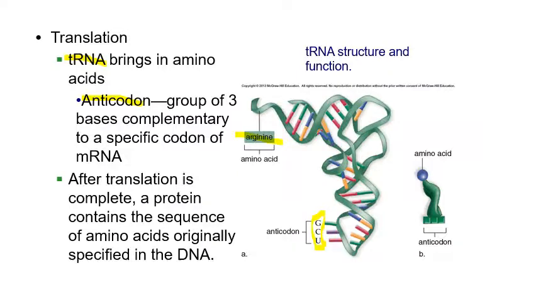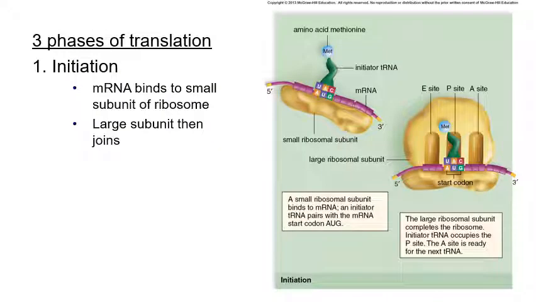So this process of translation is just bringing in the correct tRNA that has the correct anticodon. It's going to drop off the amino acid that was associated with that codon, and then we continue to slide through the ribosome and bring in our next tRNA. Right, so the first step of this process is when we're just beginning to build the protein.